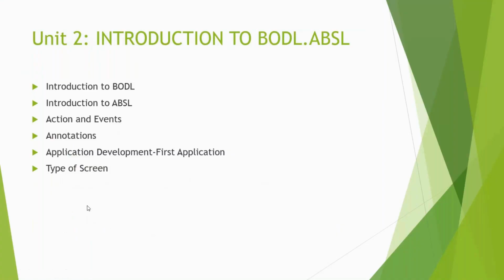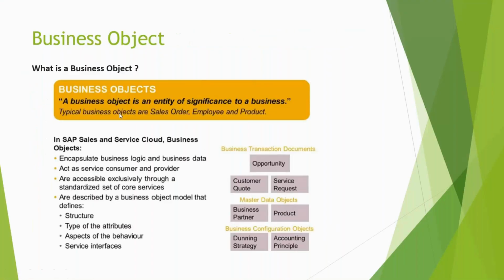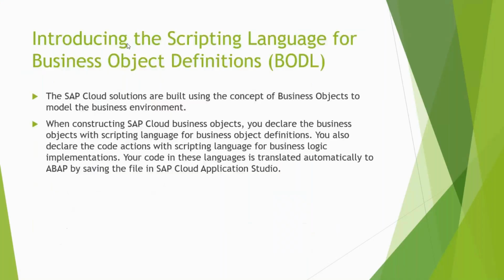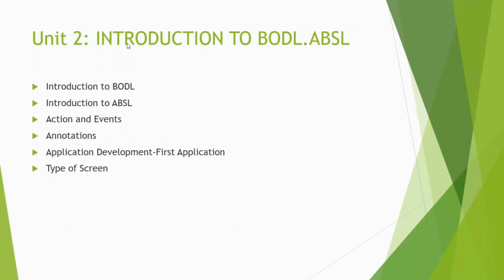In C4C we have two scripting languages on the backend side. One is BODL and the other is ABSL. BODL is the business object definition language, and ABSL means advanced business scripting language. We will be using these two languages in C4C. What is the difference between BODL and ABSL, and in which scenario do we use each? BODL is used only for defining the structure of a business object.